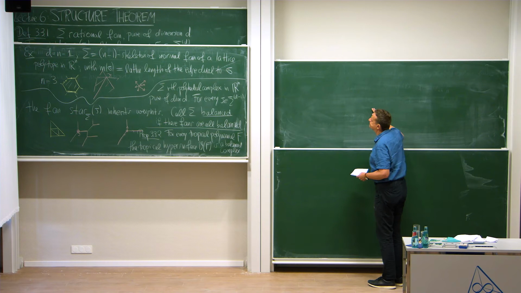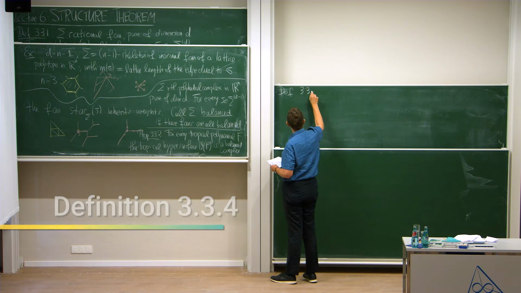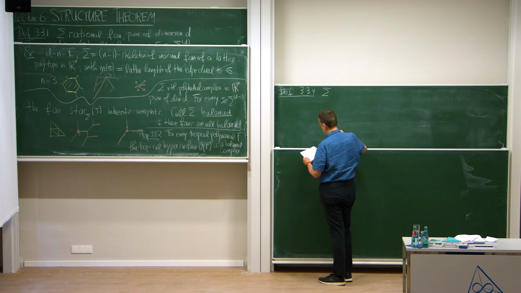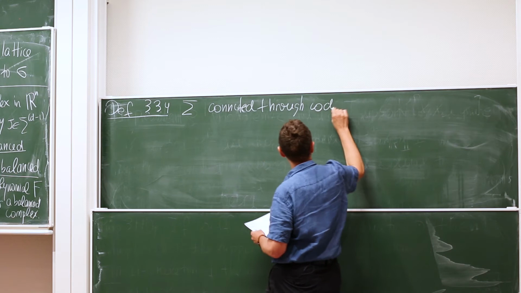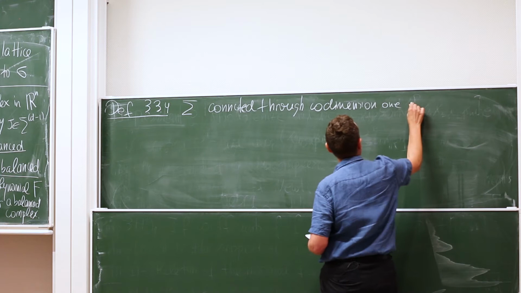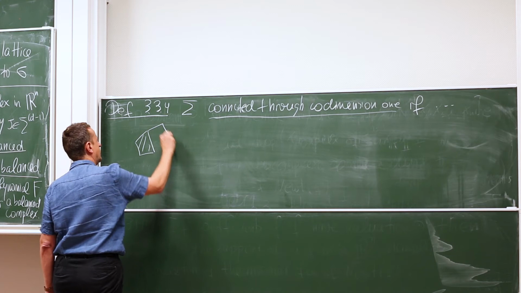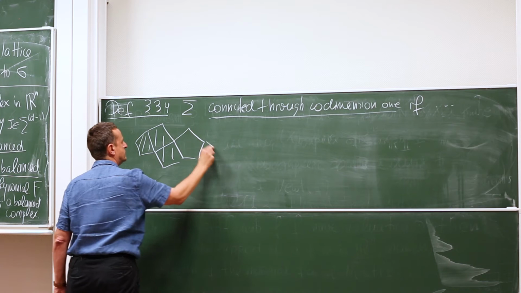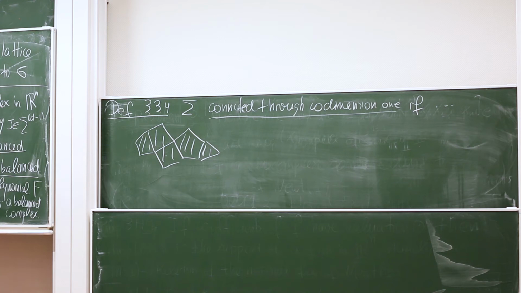Okay. We need one more definition to state the structure theorem. So that's definition 3.3.4. Suppose you have a polyhedral complex. I want to say it's connected through codimension 1. I'm not going to write it down, I'm going to show a picture. If you look at the maximal polyhedra and you glue them together, maybe it looks like this. So here I have a quadrilateral, quadrilateral, quadrilateral, pentagon, triangle, and that complex is connected in codimension 1. I can reach every polygon from any other polygon by just traveling over an edge. So this is connected in codimension 1.